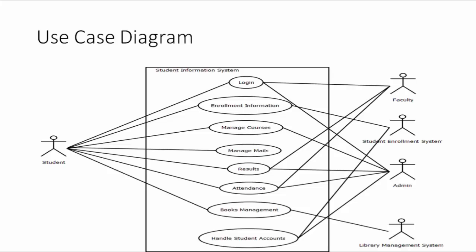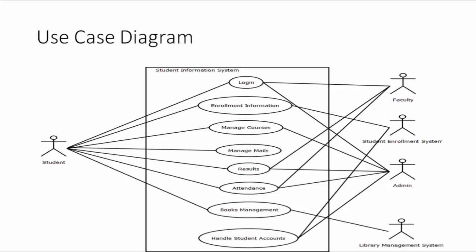So the results will be submitted by faculty. So faculty is the secondary actor and student is the primary actor, because student is getting the results and faculty is providing the results to the students, and the main user of student information system is student. So the primary actor in all cases will be student.